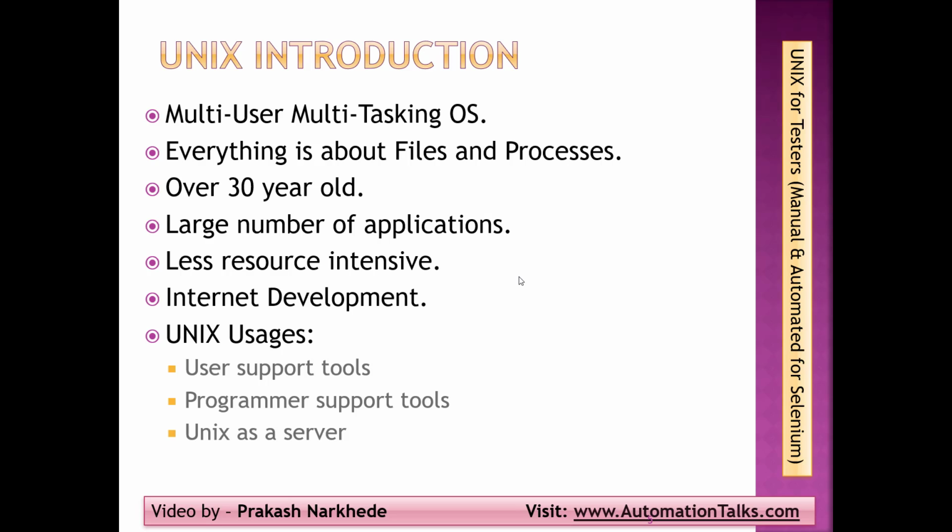The second point is programmer support tools. Programming languages and compilers like C, C++, and Java are available for Unix distributions. You can create shell scripts. As I said, the main purpose is to create files and process them using shell scripts. Likewise, there are only two things: processes and files. That is what we can achieve with the help of shell scripts, which is the main thing we do in Unix. We can also use personal software processes, version control, revision control, and many other things.